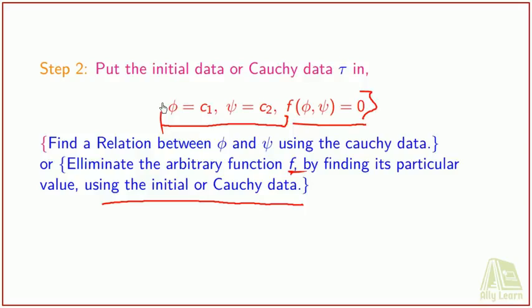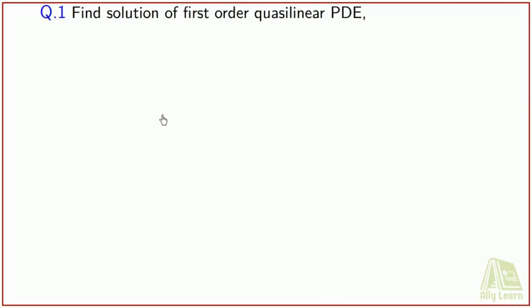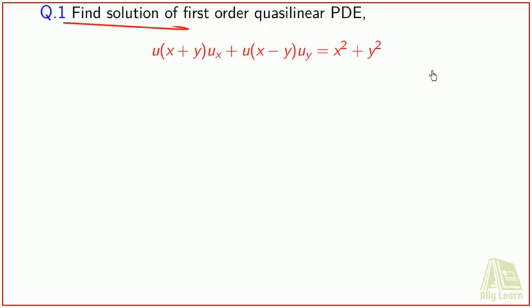So friends, now let's move on to a question and apply this method. So the question is, find the solution of the first order quasi-linear PDE given by this expression. u into (x plus y), this is partial derivative with respect to x, plus u into (x minus y), this is partial derivative with respect to y, equals x square plus y square.